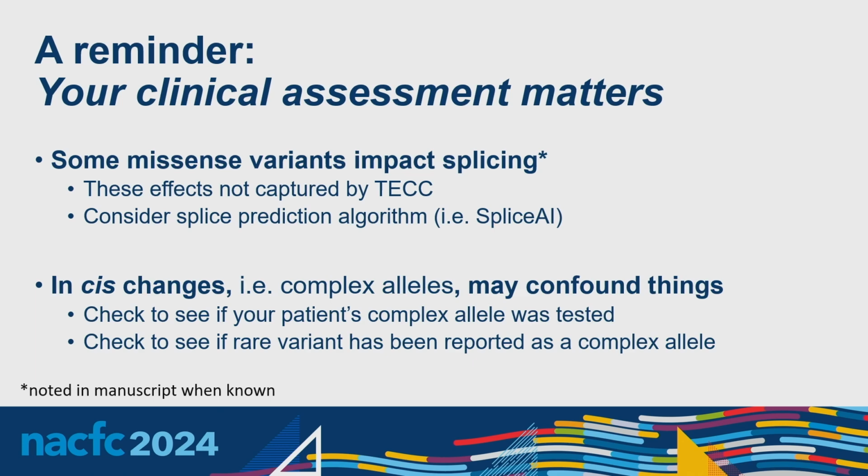Now, the other option is in-cis changes, so complex alleles. They may confound things. If your patient, in fact, has a complex allele and you're only looking up the function of one variant, go look up the function of the complex allele. See if it was tested. That'll give you information. Or if your patient doesn't have a complex allele that you know of, go look in the literature. See if it's been reported as a complex allele. Maybe your patient needs additional genetic testing to find out if there are other changes.